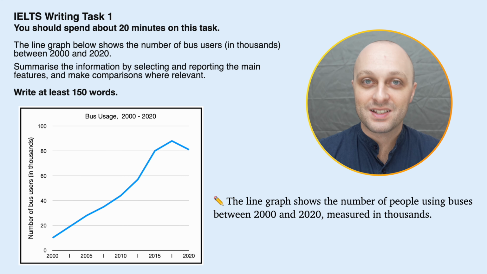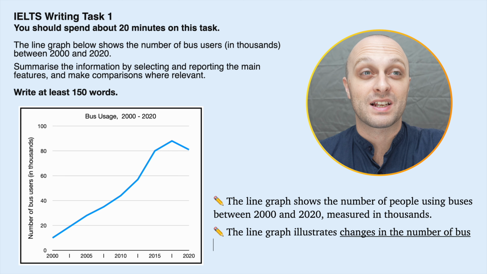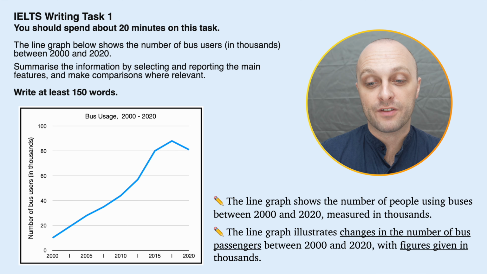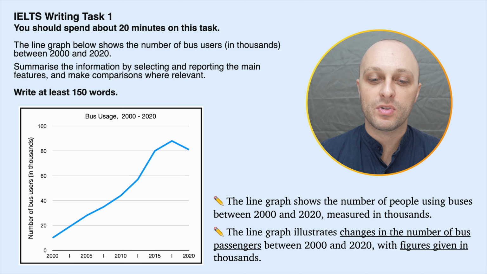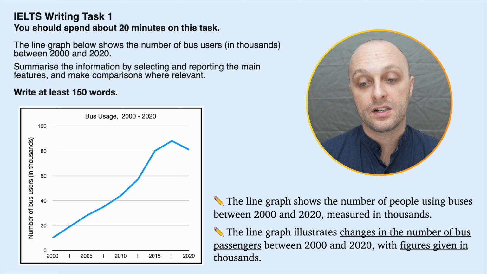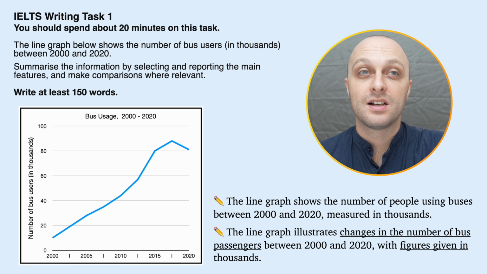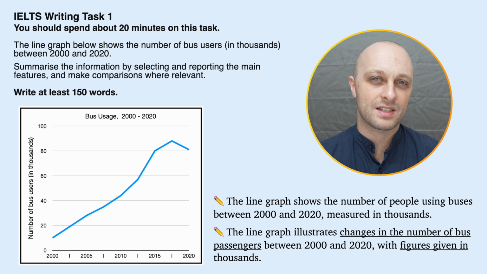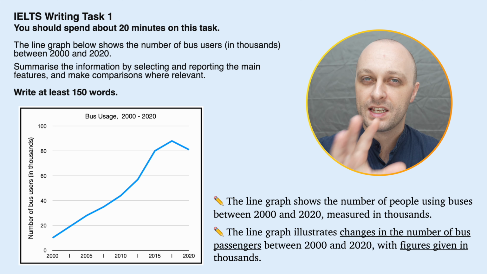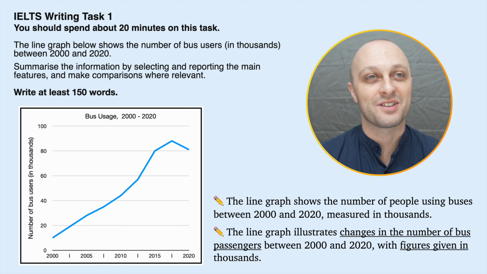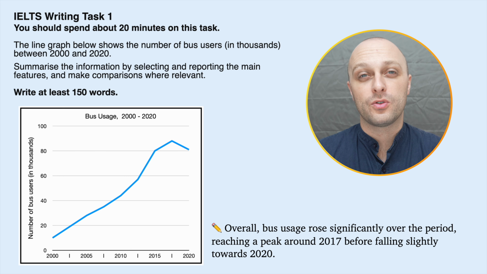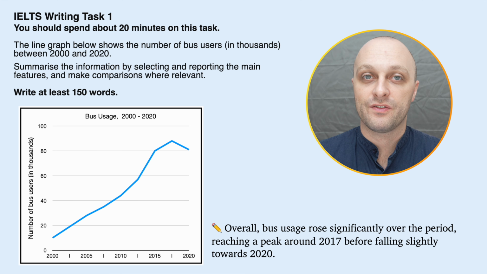So a much better introduction would be something like this. The line graph illustrates changes in the number of bus passengers between 2000 and 2020, with figures given in thousands. Can you see the difference? We now have paraphrase. Bus passengers instead of people using, and illustrates, a really key verb you guys should be using in your writing.